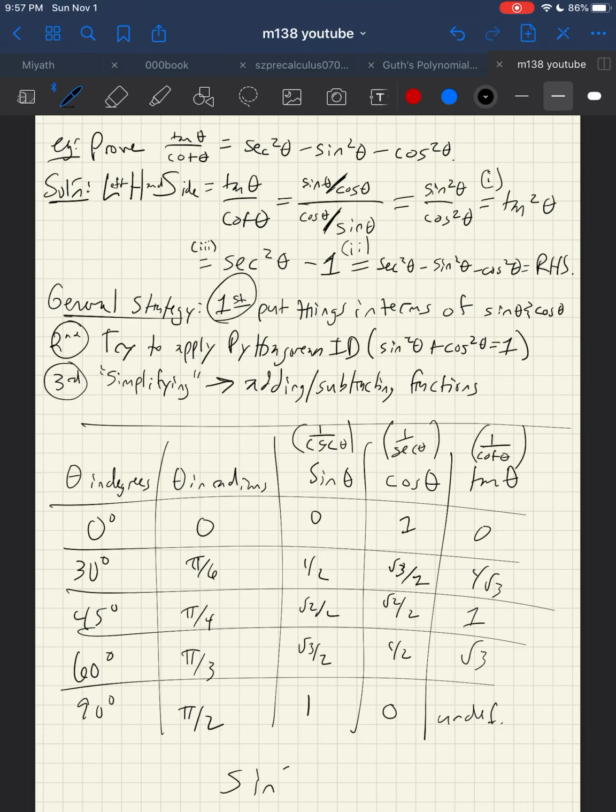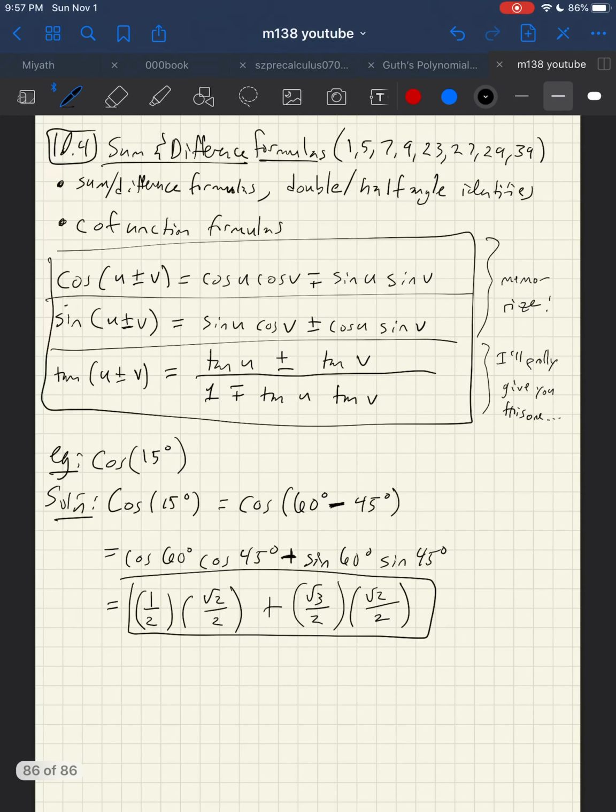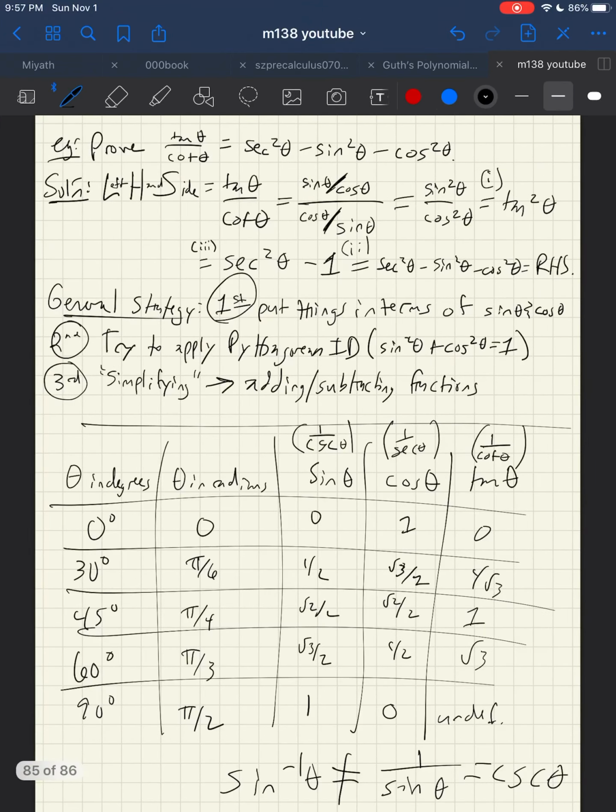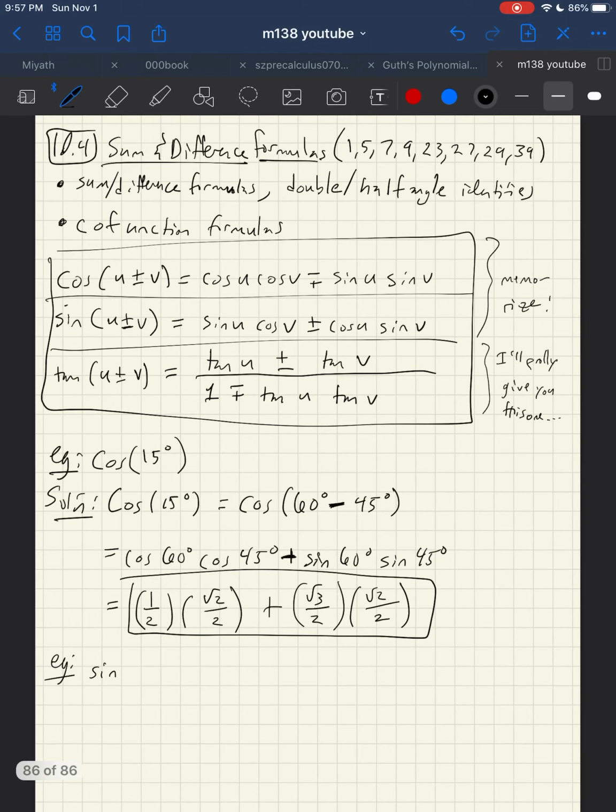And again, recall that sine inverse of theta, which we haven't discussed yet, is not the same thing as 1 over sine theta, which is the same thing as cosecant theta. Okay, so let's do another one of these. Let's do, for example, sine of pi over 12. Okay, sine of pi over 12, so solution. What are we going to do? Well, we need to find something that has a difference of pi over 12.